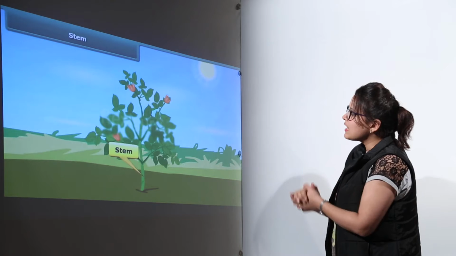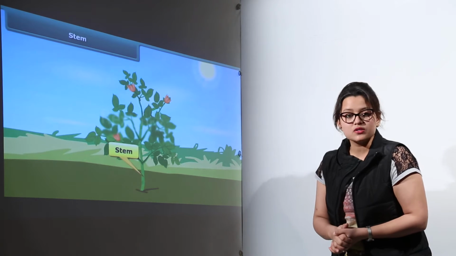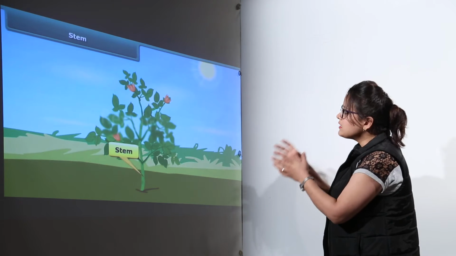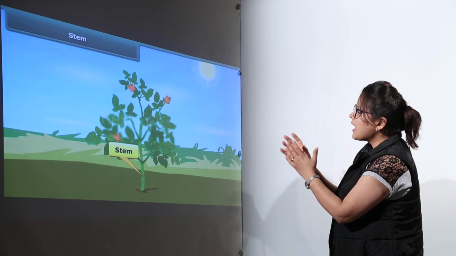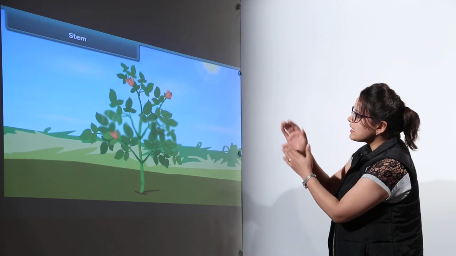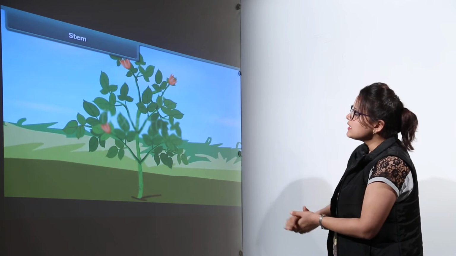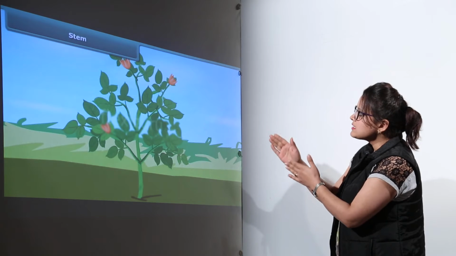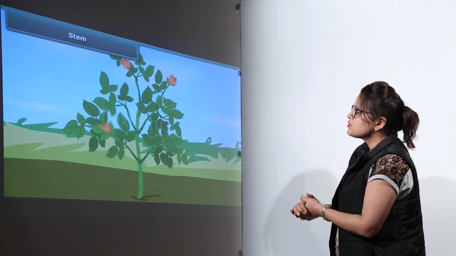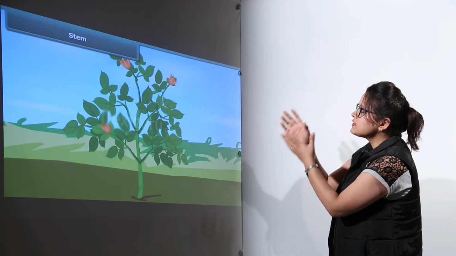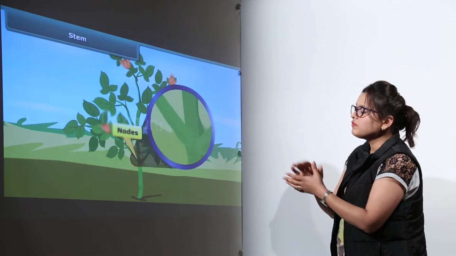A stem here, as you can see, forms the axis of the plant. Now it holds the plant upright and it grows towards the sunlight, as you can see, and away from gravity. Now you can see this stem is having so many branches. So it has all the leaves, it bears fruits and even flowers.